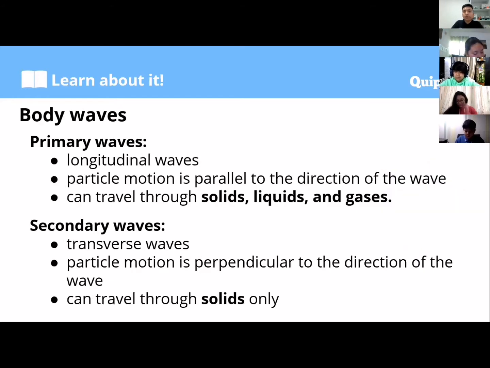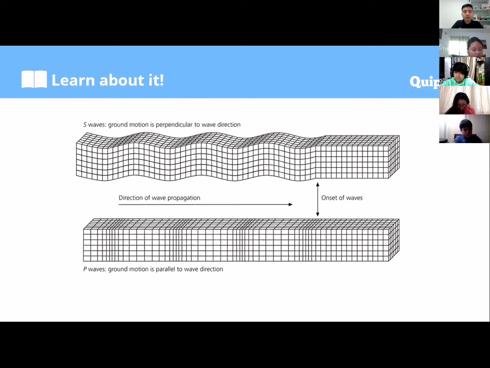Right, for the P waves or the primary waves, this is longitudinal waves. Particle motion is parallel to the direction of the wave, can travel through solids, liquids, and gas. And we also have the secondary waves. This is the S waves. Yung nito, transverse waves. Particle motion is perpendicular to the direction of the wave and then can only travel through solids only. Ayan.